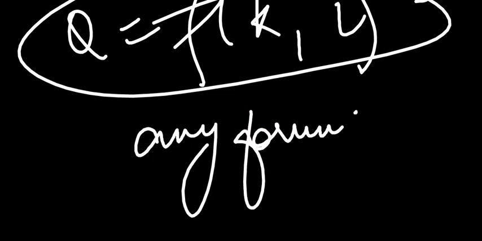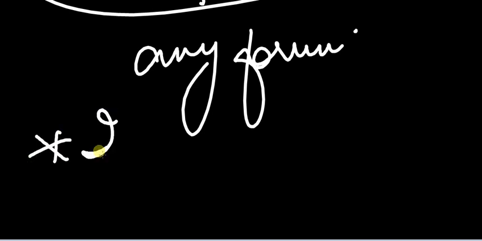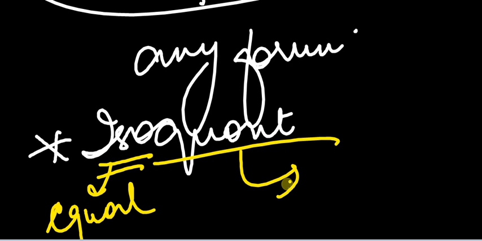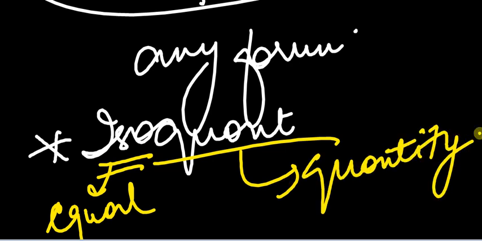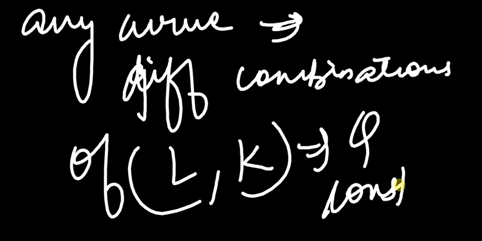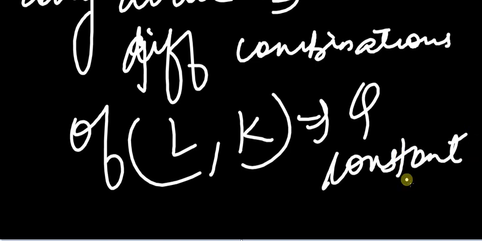Okay. Now let's define something which is known as an isoquant. To define what an isoquant is, let's see what is iso. Iso means equal or same, and quant means quantity. Okay, so any curve that gives you different combinations of labor and capital such that output remains constant is called an isoquant.